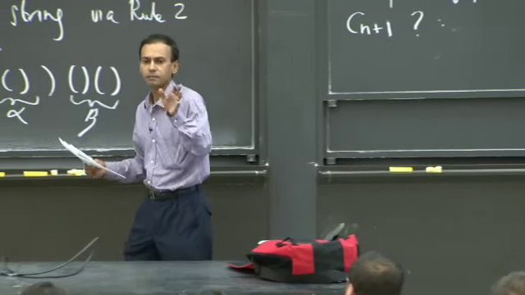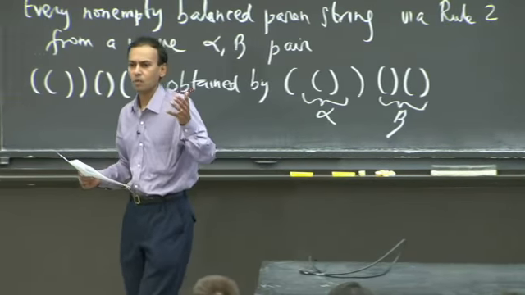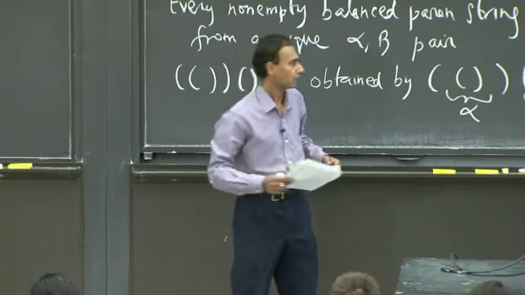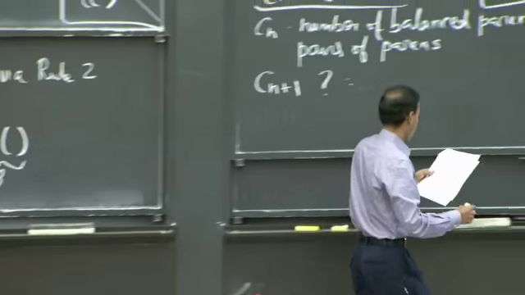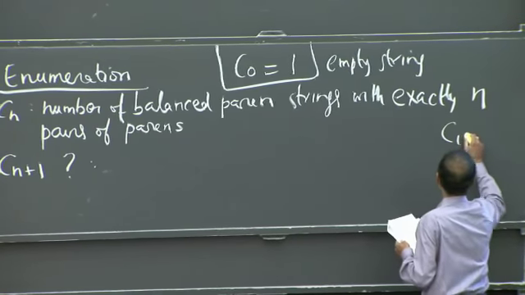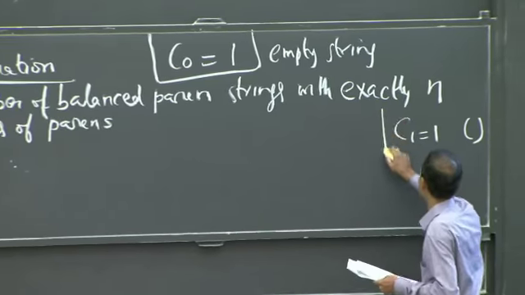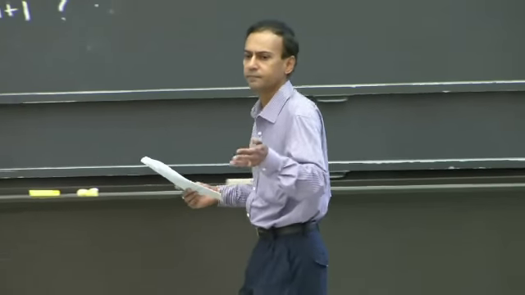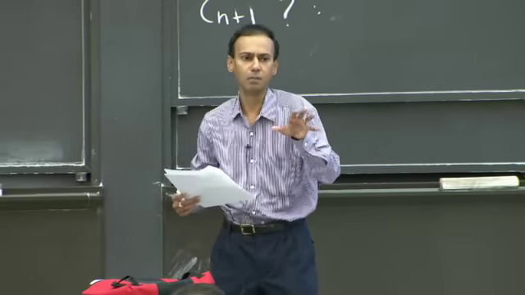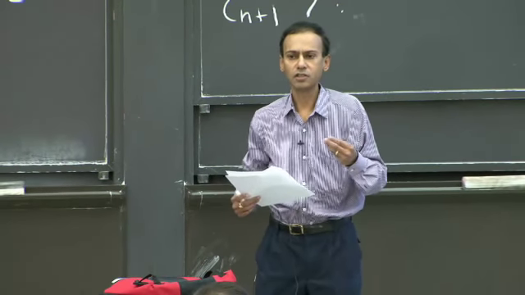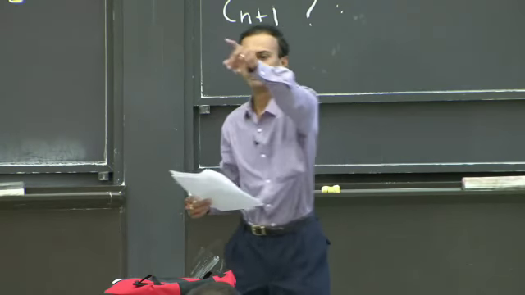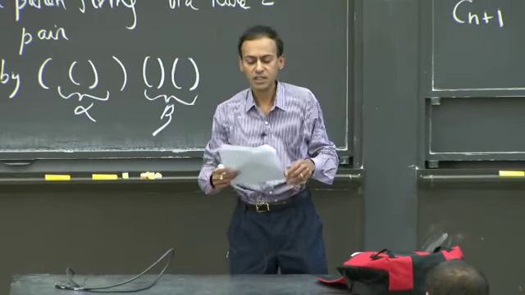So what about C1? Maybe I'll ask, what's C1? 1. Right? C1 is 1 because all I have is this string. That's the only balanced string. Now I have C0 and C1. What's an equation for C2 in terms of numbers? I want a number for C2 based on C0 and C1. Someone? Yeah? C0 plus C1?